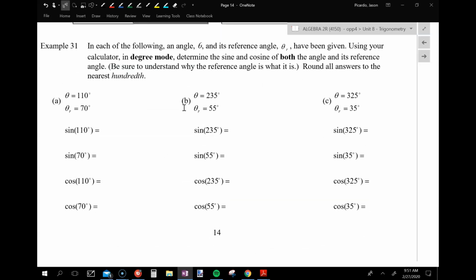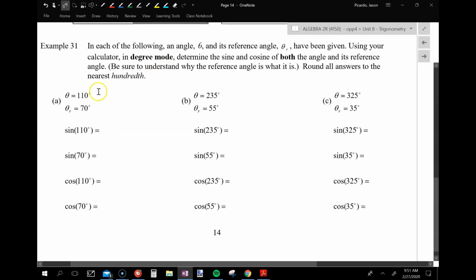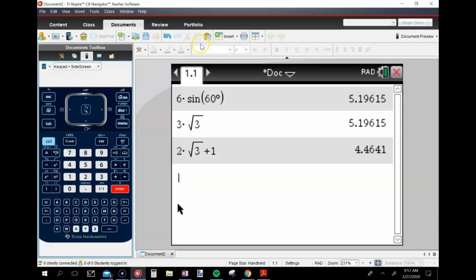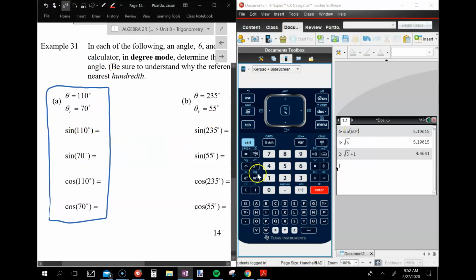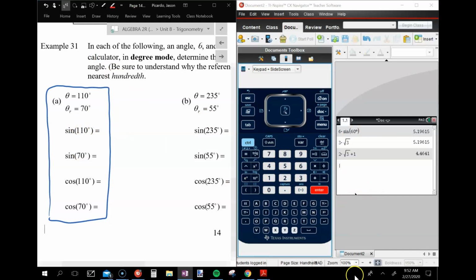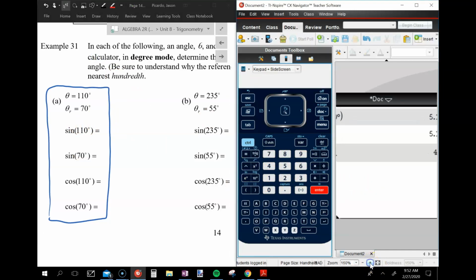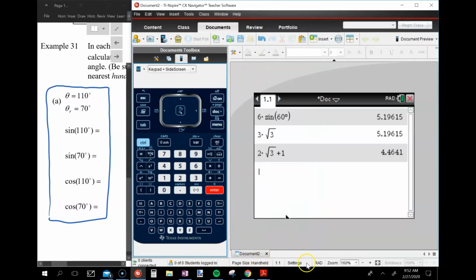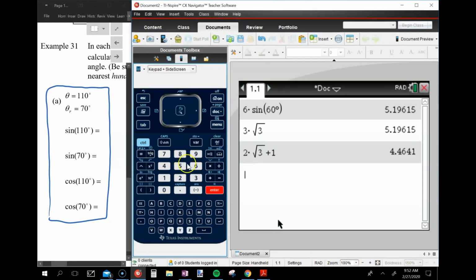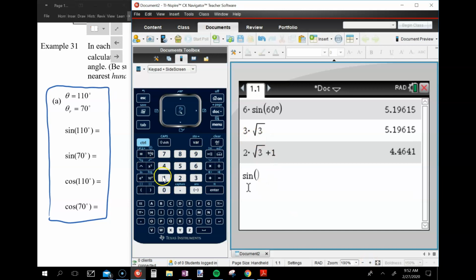Here's where I'm going to start talking a little bit about some weird scenarios that could happen. What I'm going to do is put all of these in the calculator for a minute, and I want you to notice what happens. All right, so what do we have here? We have sine of 110 degrees.